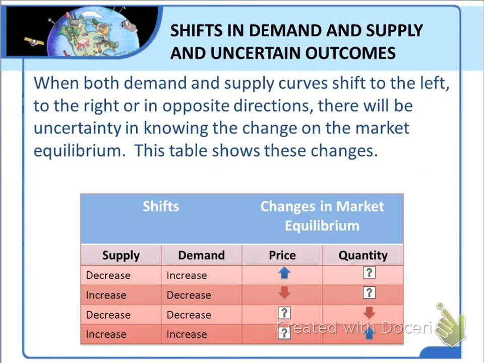Now, this table here summarizes how various changes in supply and demand affect the equilibrium price and quantity of a good. For example, if supply decreases and demand is unchanged, then the equilibrium price must increase and the equilibrium quantity must decrease. Remember that for both supply and demand, a rightward shift represents an increase and a leftward shift represents a decrease.